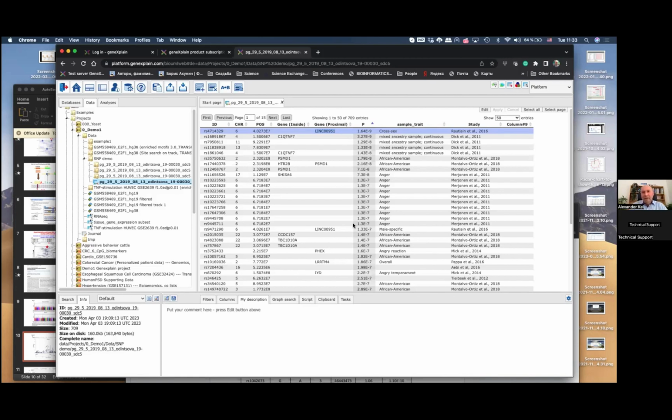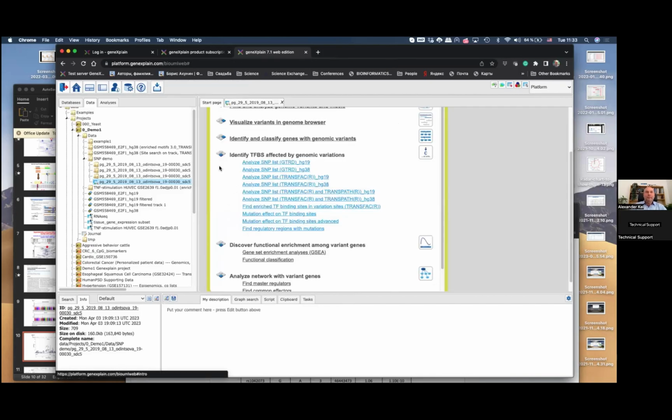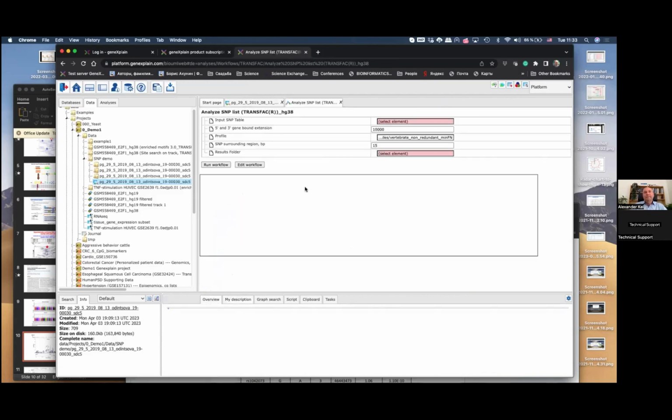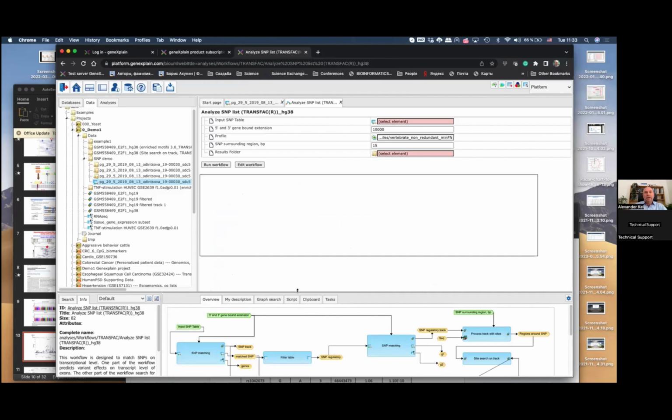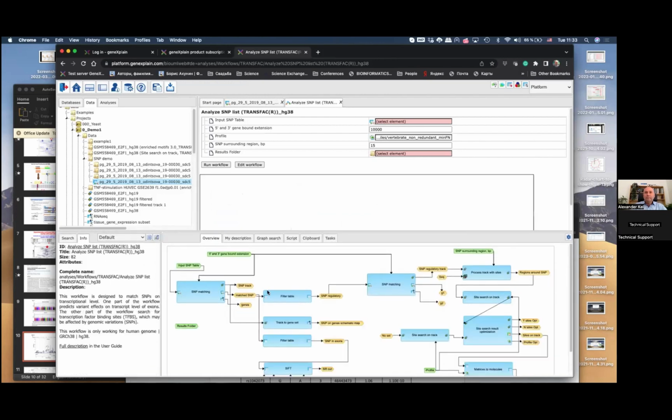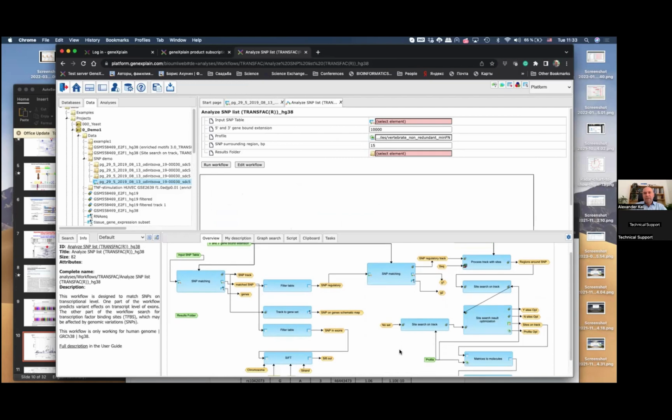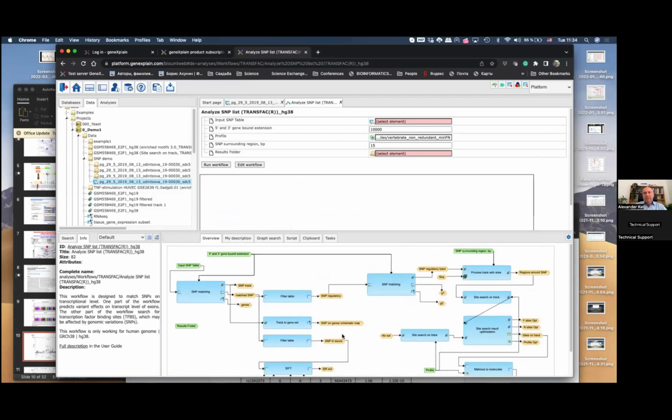Okay, a lot of words, but let me just show a bit more on the slide, or really online. Okay, so we have this table. Then we go to the start page, and we will start this pipeline, which is called Analyze SNP List using TRANSFAC. Very simple. So what does it do? Actually, here's this pipeline. It has a certain number of steps, quite a number of steps.